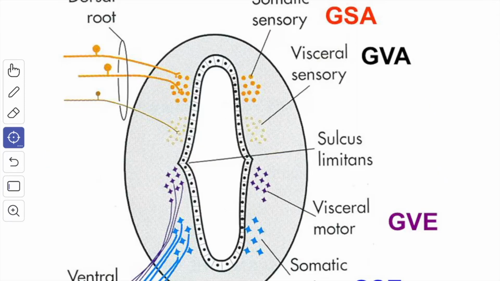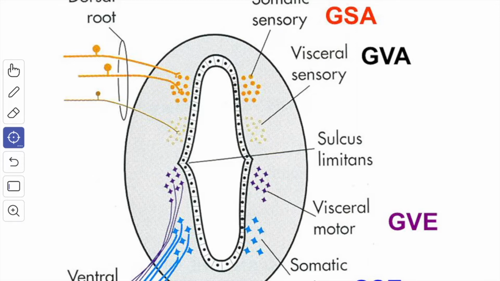The cells of each of these 2 laminae get arranged into 2 longitudinal columns, the somatic and visceral columns. The visceral components lie close to the sulcus limitans. Thus, there are 4 functional components or columns in the lateral wall of the spinal cord. From ventral to dorsal, you have the general somatic efferent. Efferent is motor. Then you have the general visceral efferent.